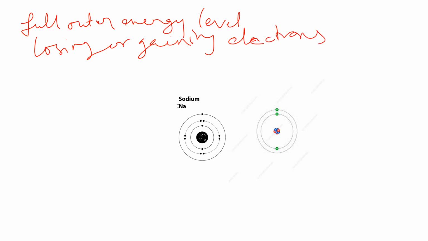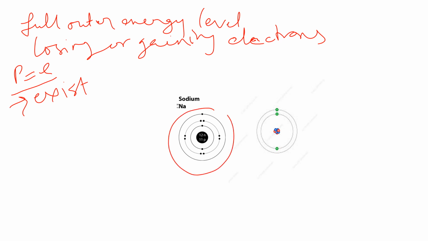Now what happens when they lose or gain electrons? As the number of protons is equal to the number of electrons in an atom, there is a balance. If they lose or gain electrons, this balance does not exist and the atom becomes charged, and this charged atom is called an ion.